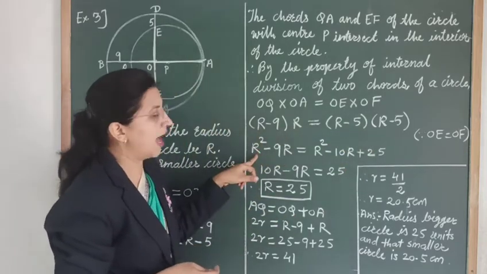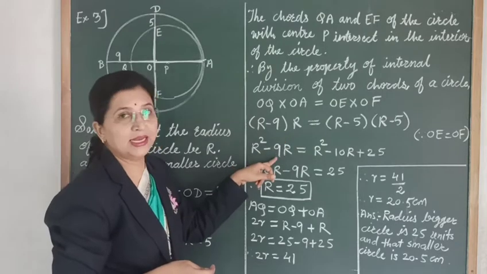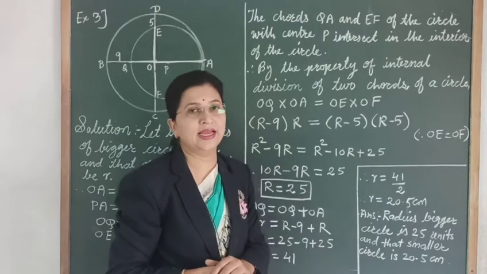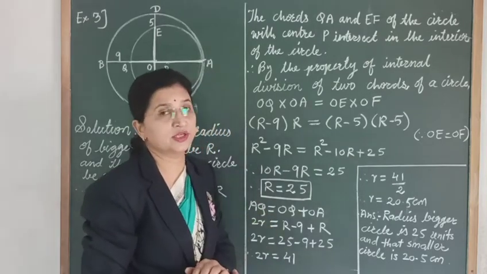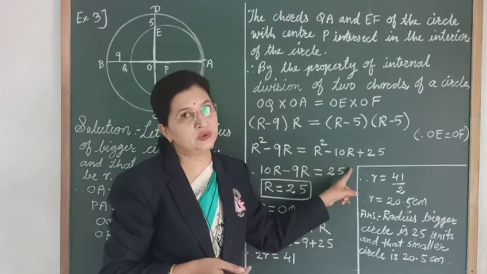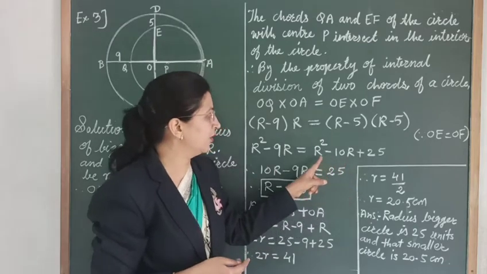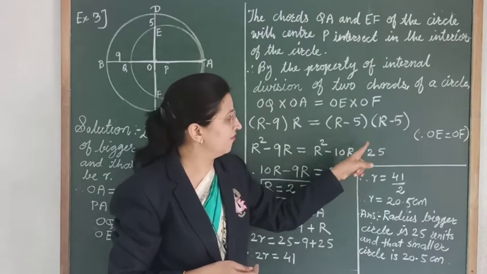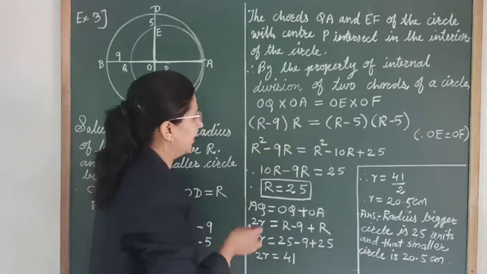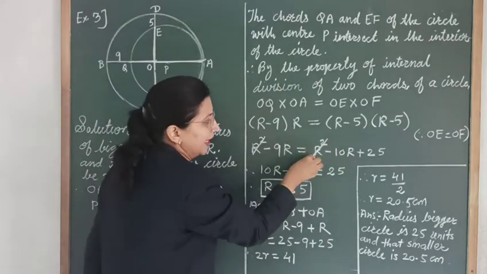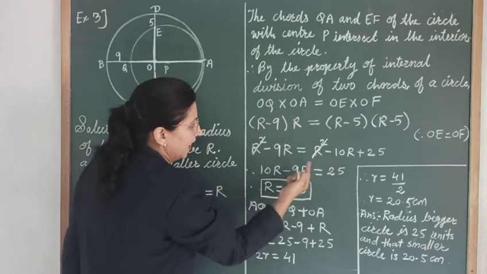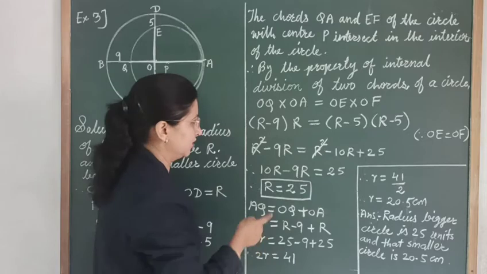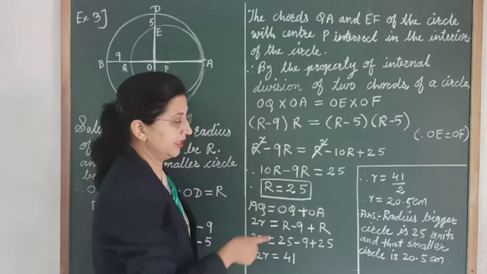So R into R minus 9, that is R square minus 9R, is equal to R minus 5 into R minus 5. It is like (A minus B) whole square, and we know the expansion of that is A square minus 2AB plus B square. By applying that formula, here we get R square minus 10R plus the square of 5, that is 25. Now here this capital R square will get cancelled. Now this negative 10R will be positive 10R minus 9R. Here remains only 25. So 10R minus 9R, that is R is equal to 25.